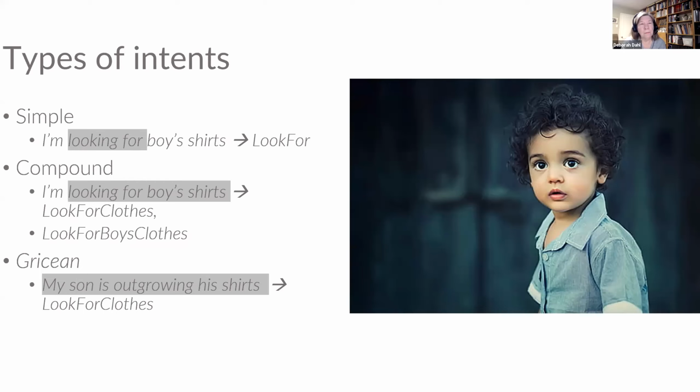There's another kind of interesting intent that I call a Gricean intent, where you're saying something that's kind of indirect, and what your real intent is has to be figured out from what you said. So something like, my son is outgrowing his shirts. That doesn't have anything to do with looking for clothes on the surface, but it means look for clothes. And the user is stating their interest in an indirect way that the system would have to figure out.